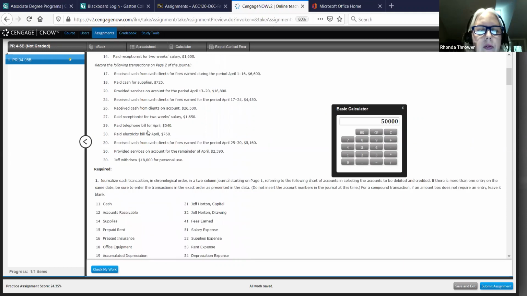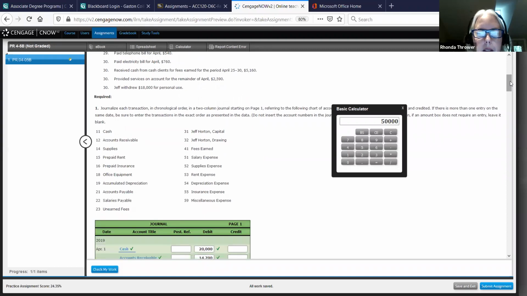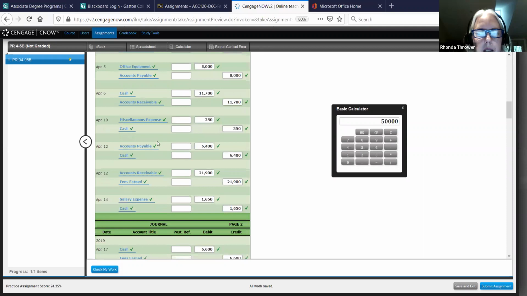And on April 29th, we paid a telephone bill for $540. And I don't see a telephone expense down here. So again, I'm going to throw this in miscellaneous expense. So the telephone bill of $540 is going to go in miscellaneous expense.